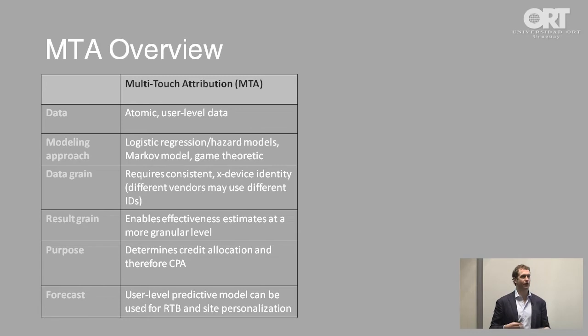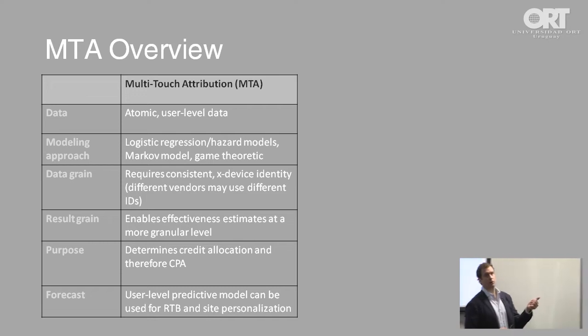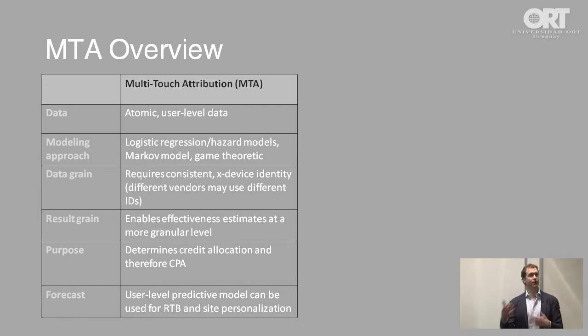The modeling approach, there are a couple different ones, and I'm going to give you just a taste of what those models look like. But it's things like logistic regression and survival models, things like Markov models, or there's a game theoretic approach to modeling these kinds of data. The data grain, the granularity we talk about, requires a consistent cross-device identifier. Google and Facebook have, at least in my world, the best cross-device identifier, right? Everybody that I know has a Gmail account, and they have that on their phone, and they have that on their computer, and they can use that to tell that my smartphone is owned by the same person that owns my laptop.